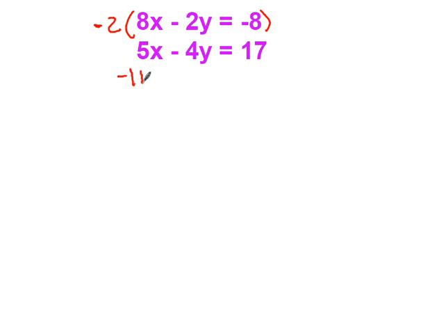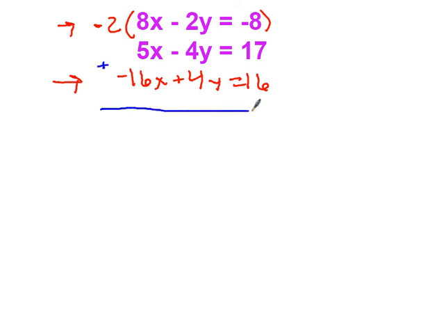So this is going to give me negative 16x, positive 4y, and that's going to be equal to positive 16. So this equation right here has changed into this equation. We didn't change anything because we multiplied both sides by negative 2. We're allowed to do that. That's okay. All right. So now I'm going to add my two equations together.